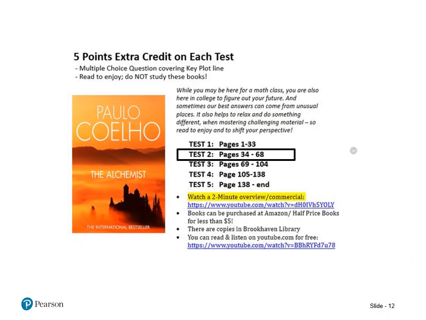Finally, remember that there is an extra credit question on this test, and it's from the reading from pages 34 to 68 in Paulo Coelho's The Alchemist, and there are copies at the Brookhaven Library.